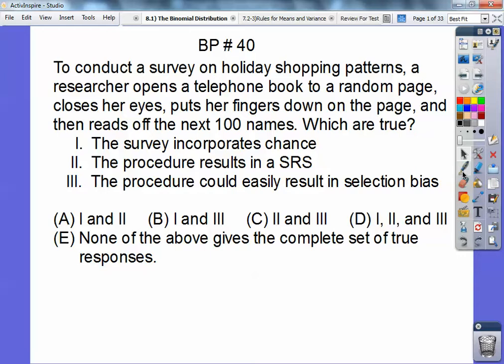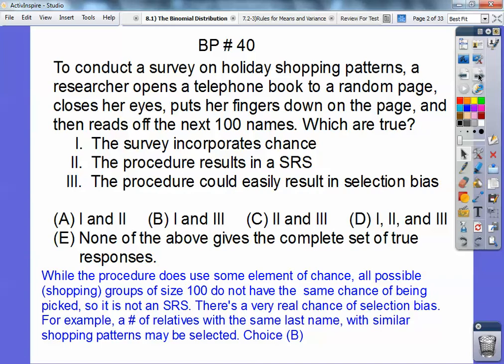And the procedure could easily result in selection bias. Yeah, if there's lots of the same last name in there, then it certainly could. Okay, so it looks like choice B on that one. And there's the explanation that your teacher put for you right there. You can pause whenever you want.